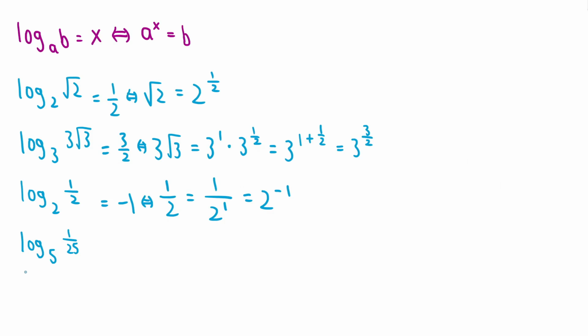So to evaluate log base 5 of 1 over 25, we first need to rewrite 1 over 25 as 1 over 5 squared, since 25 is just equal to 5 squared. And we can rewrite this as 5 to the power of negative 2 with exponent laws. So we need to raise 5 to the power of negative 2 in order to result in 1 over 25. So log base 5 of 1 over 25 is equal to negative 2.